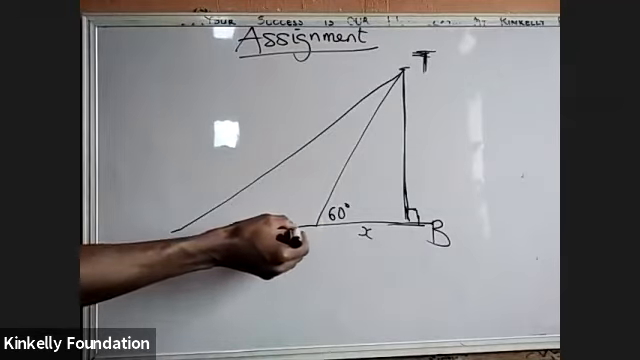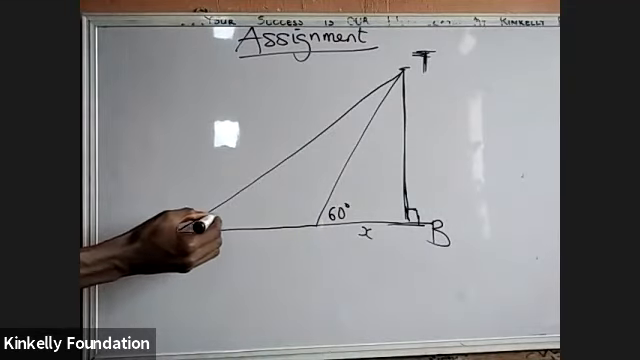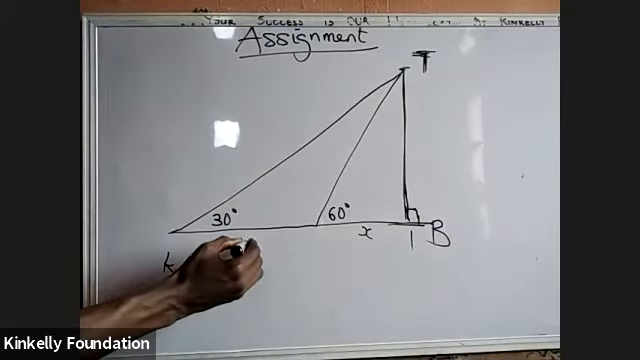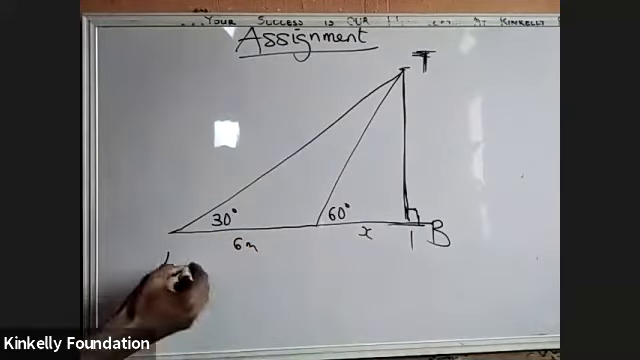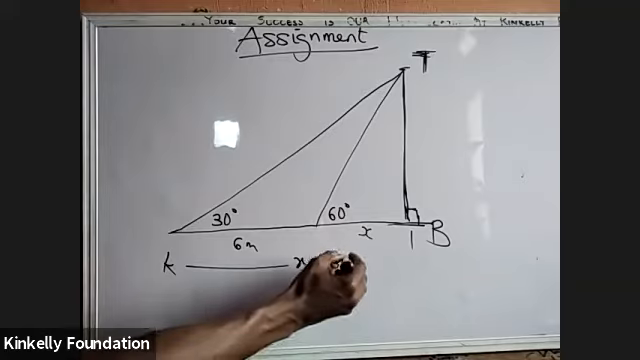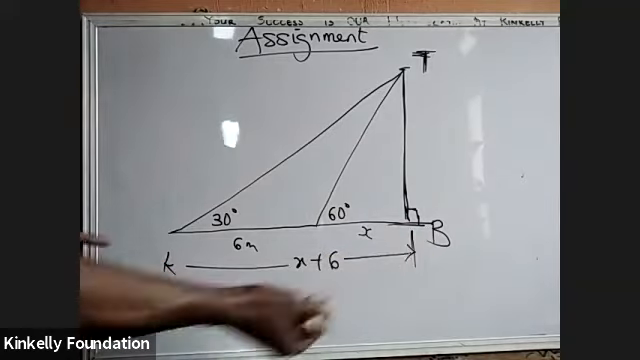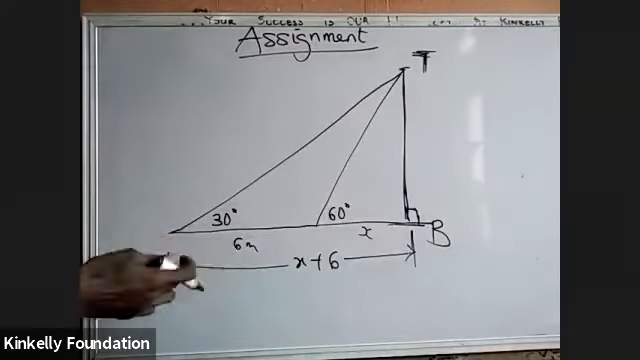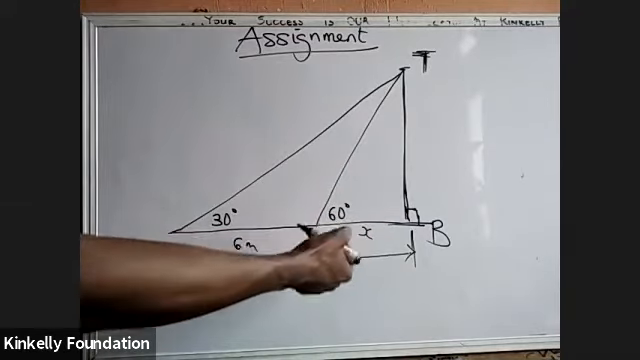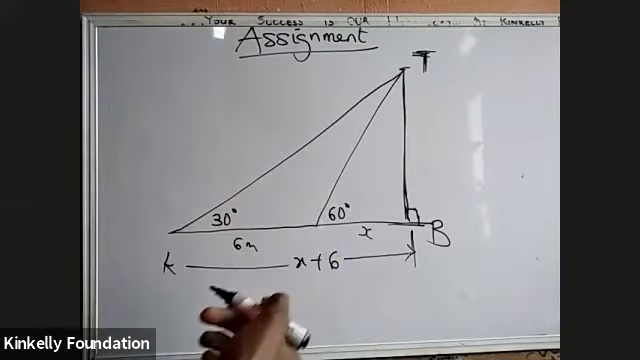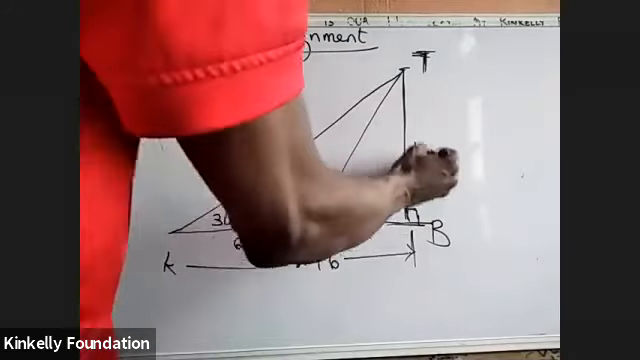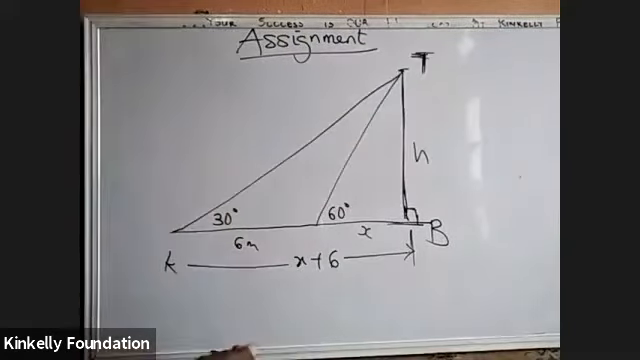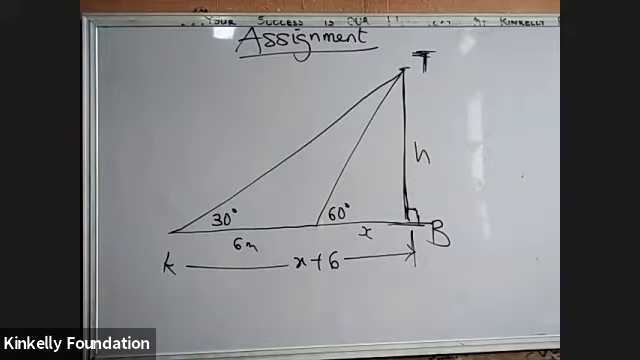Assume that you have a smaller angle, 30 degrees. So from here to here is 6, and from here to here will be X plus 6. This side is the shadow of this pole, 6 meters extra compared to when it is 60 degrees. Remember that they have a common height. The question says we should find the height of this pole.